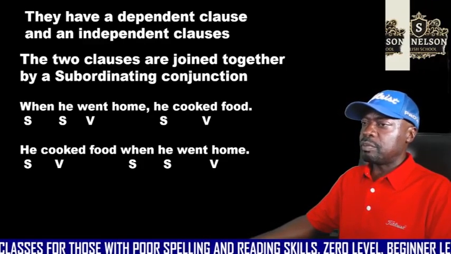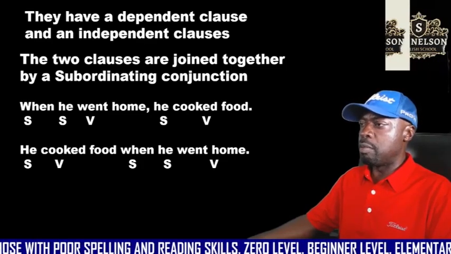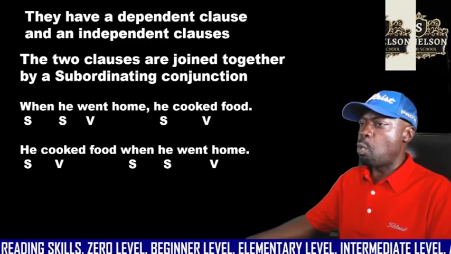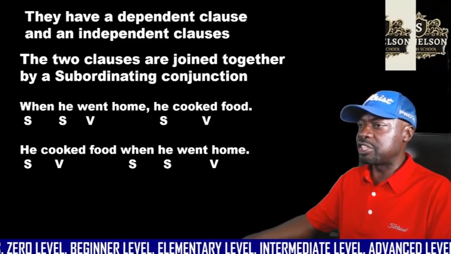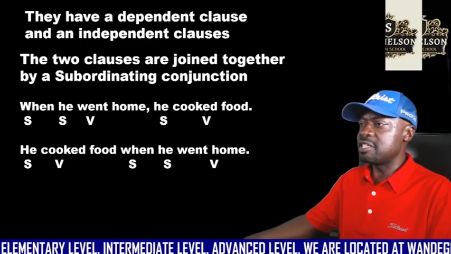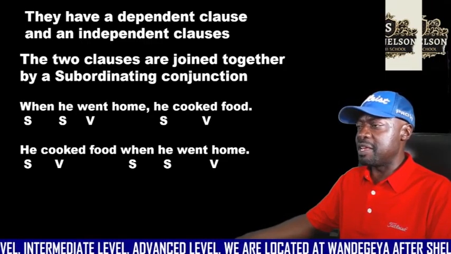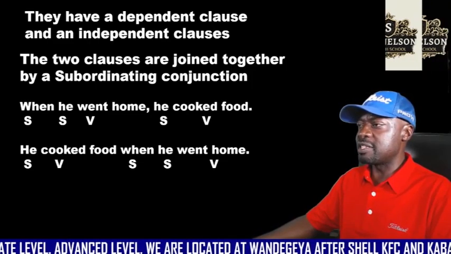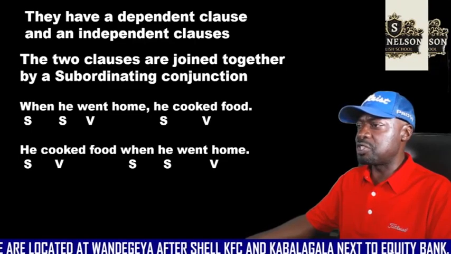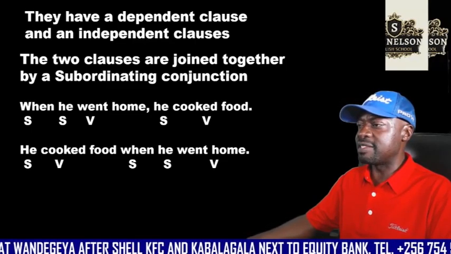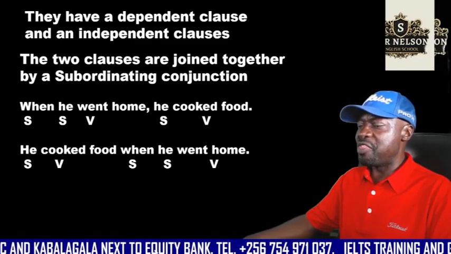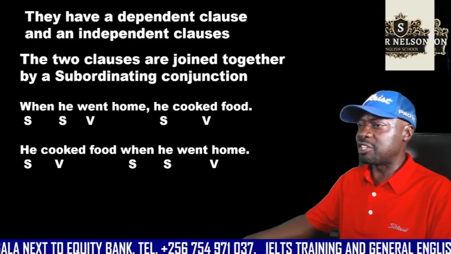For example, when he went home, he cooked food. In this sentence, when is a subordinating conjunction, he is a subject, went is a verb. In the other clause, he is a subject, cooked is a verb. I want you to see that this sentence has two verbs, two subjects, but there is a subordinating conjunction.